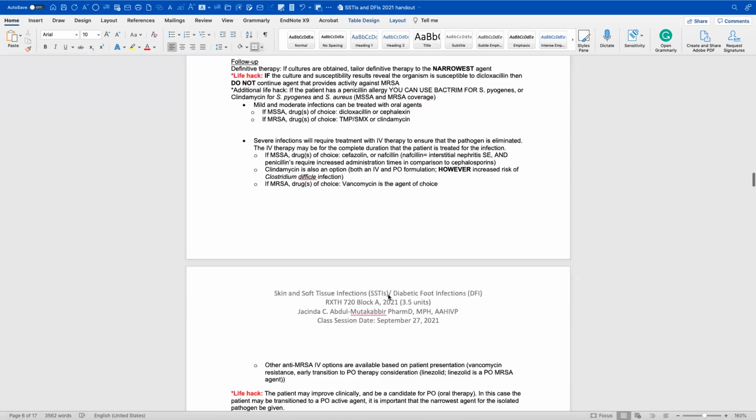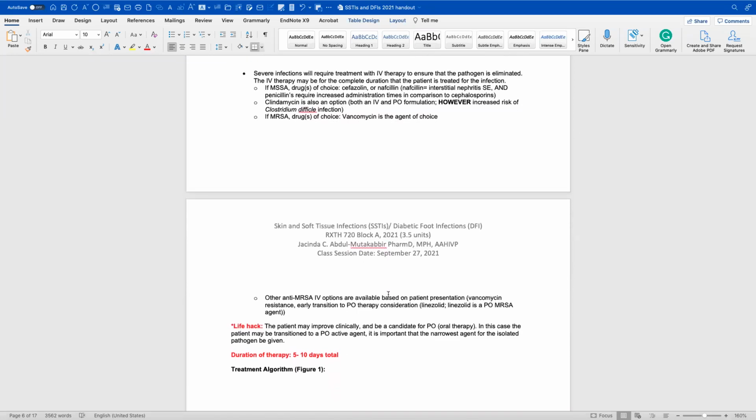Severe infections will require treatment with IV therapy to ensure that the pathogen is eliminated. If an infection is severe, that means the patient needs 100% bioavailability to get rid of that pathogen. So you want to make sure that you use IV therapy based upon severe presentations.